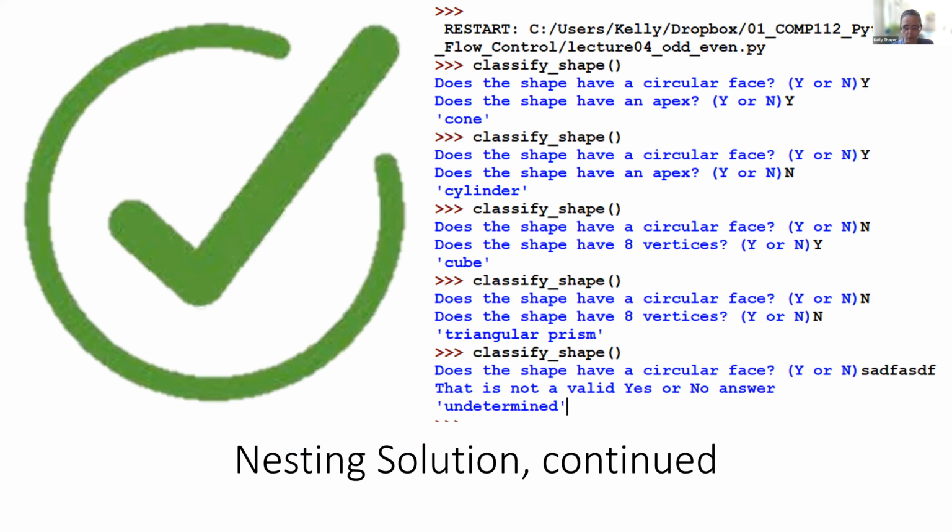So you don't need to take my word for it that it actually works. Here I've illustrated the actual execution of this. And so we can see that I actually tried answering all the questions in all possible configurations, and we can get the cone, the cylinder, the cube, and the triangular prism. And this is a way you can get the undetermined. That's definitely not Y or N. So you can do that.